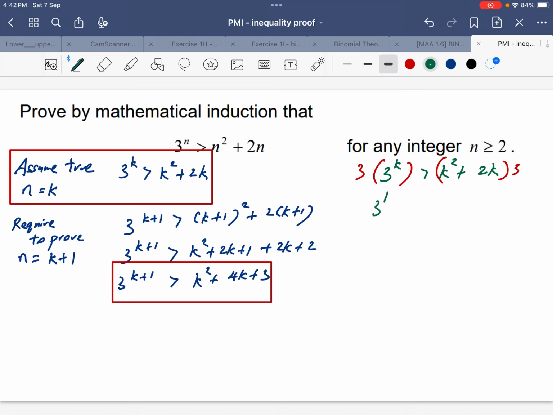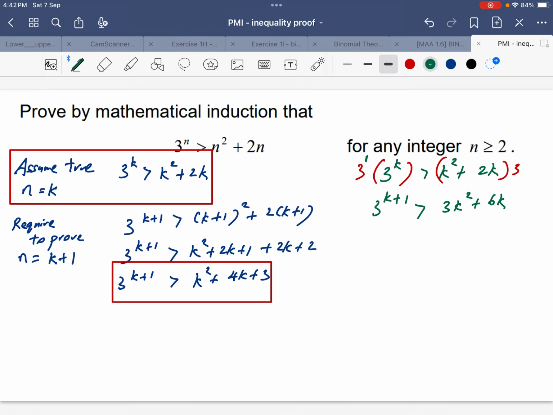So we have k plus 1 now, because this is power of 1. So when you multiply the same base, you have to add up the power. 1 plus k, which is k plus 1. And then 3k squared plus 6k. Okay, this is the part that is a bit difficult to understand.